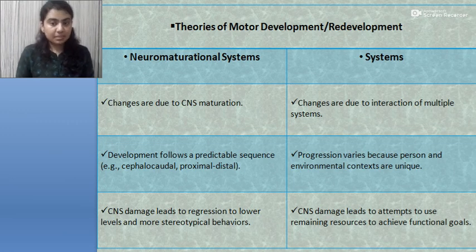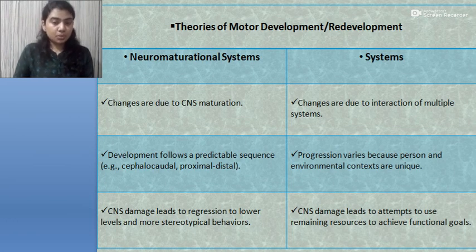Well, if it is a system-based approach, then progression varies, because the two important points that we have to consider in the system-based approach are the person and the environmental context. So if the environmental contexts are different, then the rehabilitation will be different for each individual, right? So this doesn't follow the predictable sequence pattern which is followed in the neuromaturational systems. And the last point is that CNS damage leads to regression to lower levels and more stereotypical behaviors.